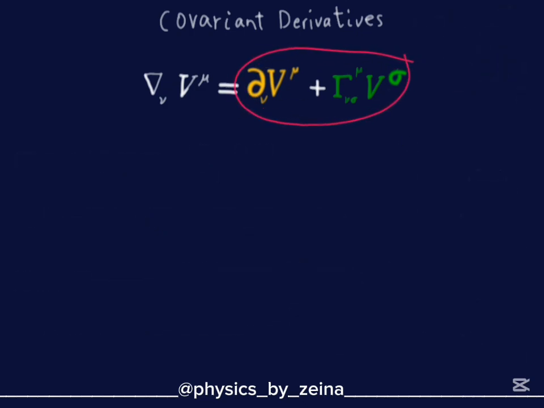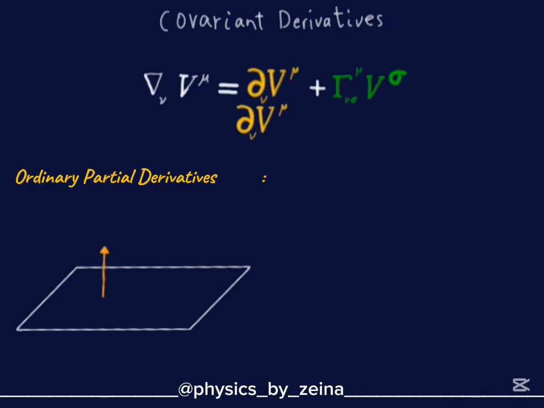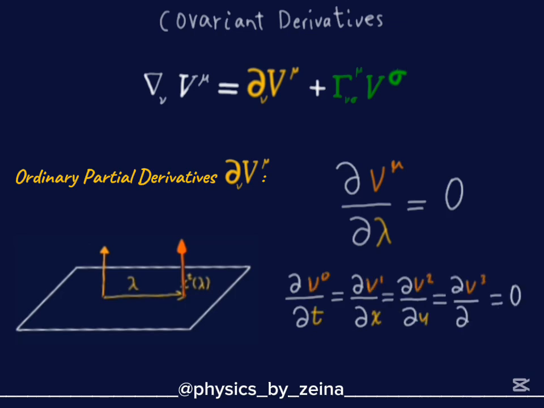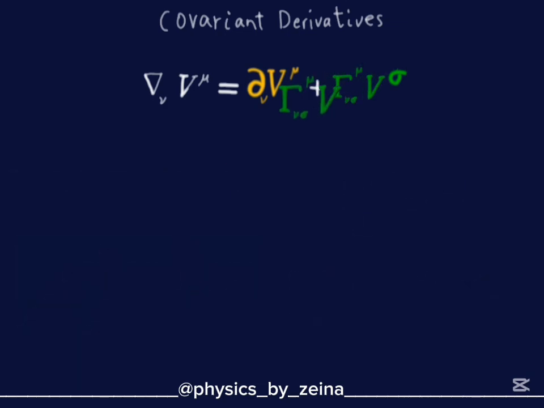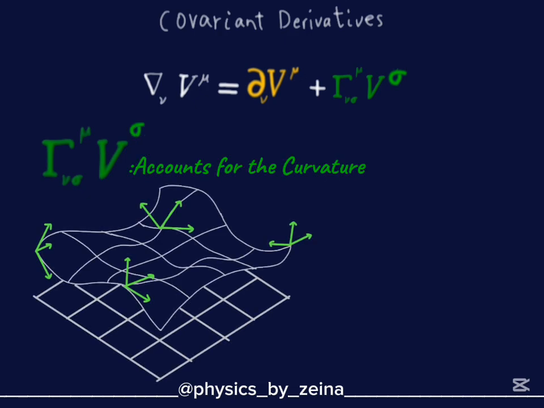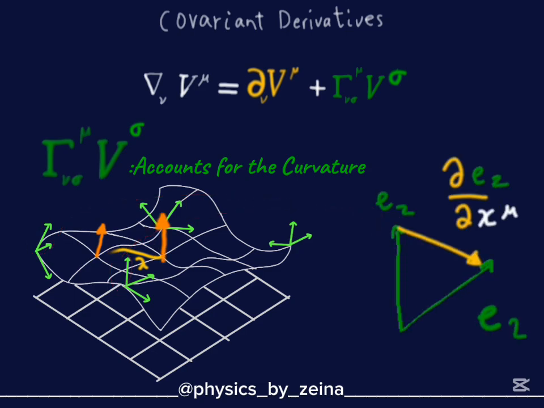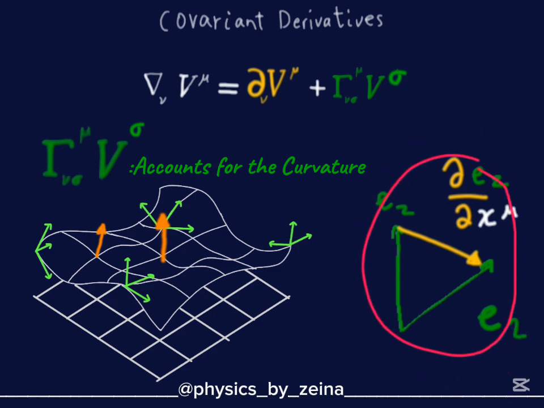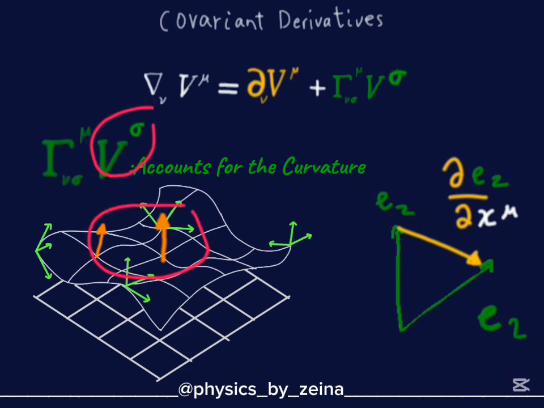Jumping to the second part of the equation, we have the ordinary partial derivatives. This term indicates how the vector components change with respect to the coordinate direction without considering curvature. But the magical green part is the correction term that accounts for the curvature of the space. It adjusts the rate of change of the vector component based on how the basis vectors change. The Christoffel symbol modifies the standard derivative to account for how basis vectors change due to curvature. And the vector σ highlights specific components of the vector being transported through curved space-time.